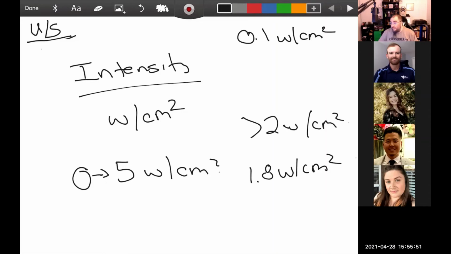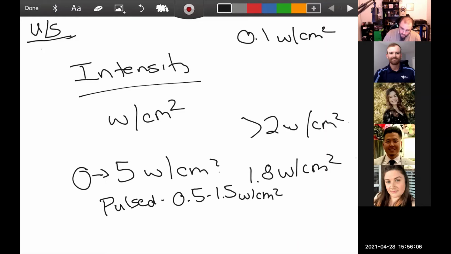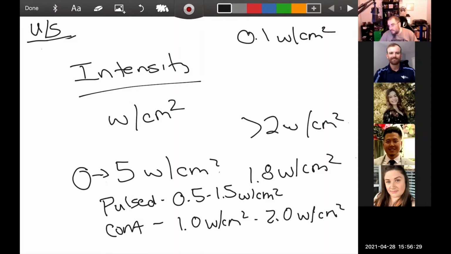But a good rule of thumb is if you're doing pulsed, it's good to do between 0.5 and 1.5 watts per centimeter squared. And the shallower the area, the less tissue, the lower the wattage. Whereas continuous, typically we're going to do between 1 and 2 watts per centimeter squared. And that's where that magic 1.8 watts per centimeter squared came in, because probably somebody saw this and went, oh, well, then I can do that for everything. No, stop.